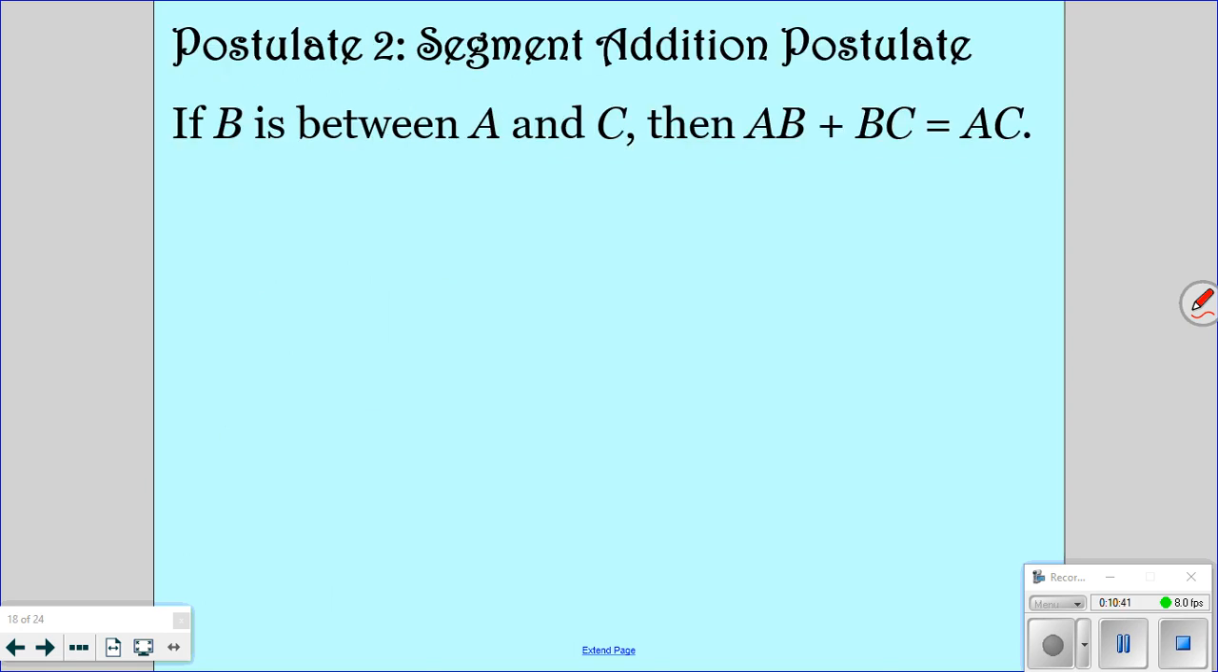So looking at the next postulate. Postulate number 2 is called the segment addition postulate. And again, it is not important to know that it's postulate number 2. It's more important to know it's the segment addition postulate. So if we have points A and C, and point B is somewhere in between them, then the segment from A to B plus the segment from B to C has to equal the whole part from A to C.